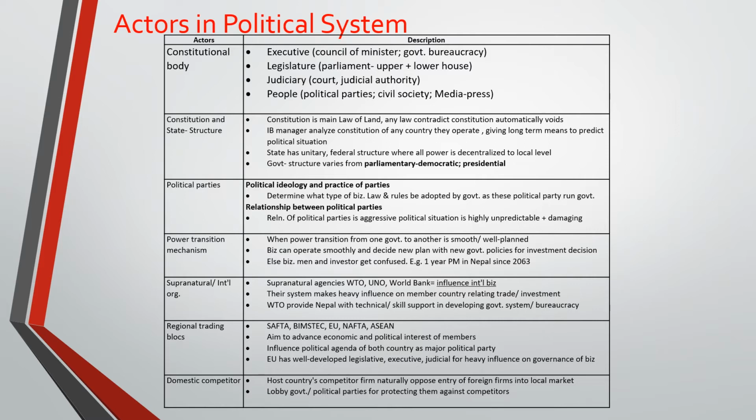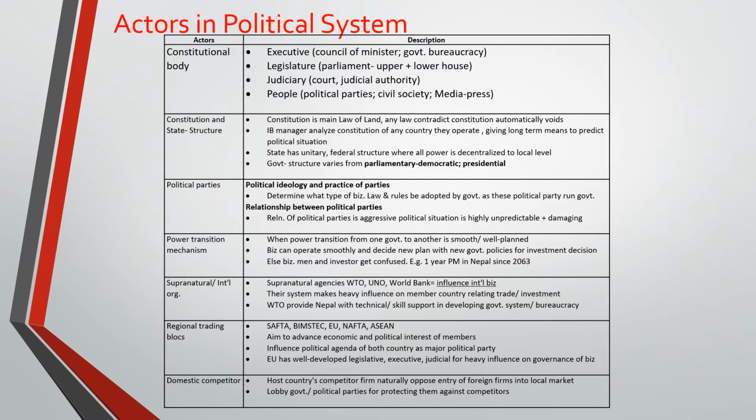The state has a unitary or federal structure, where all the power is decentralized to the local level. Government structure varies from parliamentary, democratic to presidential. Next we have political parties. So the political ideology and practice of the party determine what type of business, law and rules will be adopted by the government, as this political party runs the government.